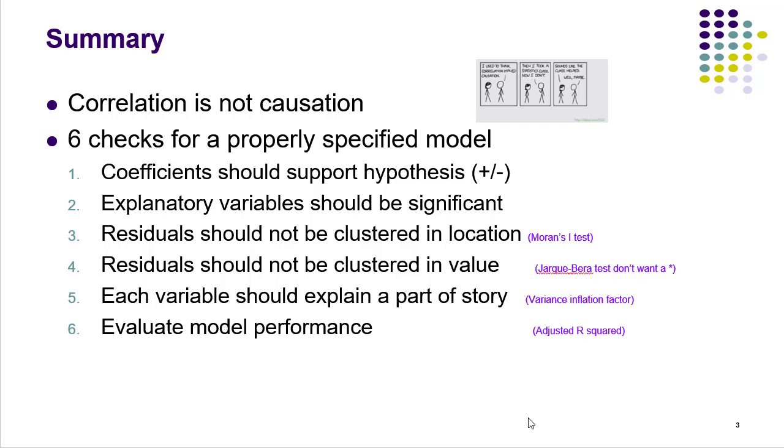here's what we're looking for. Coefficient should support the hypothesis, plus or minus on their sign. Explanatory variable should be significant. Residual should not be clustered in location. We can use Moran's I to test for that. And a residual should not be clustered in value. That's the Jarque-Bera test. And each variable should explain part of the story, the variance inflation factor, and the overall model performance with adjusted R-squared.